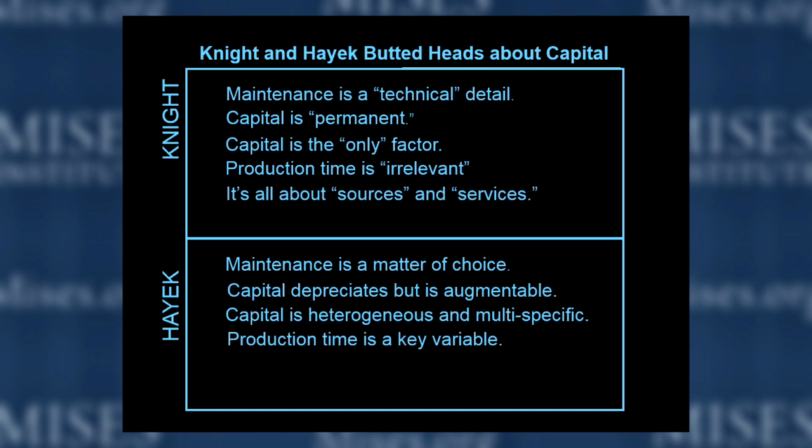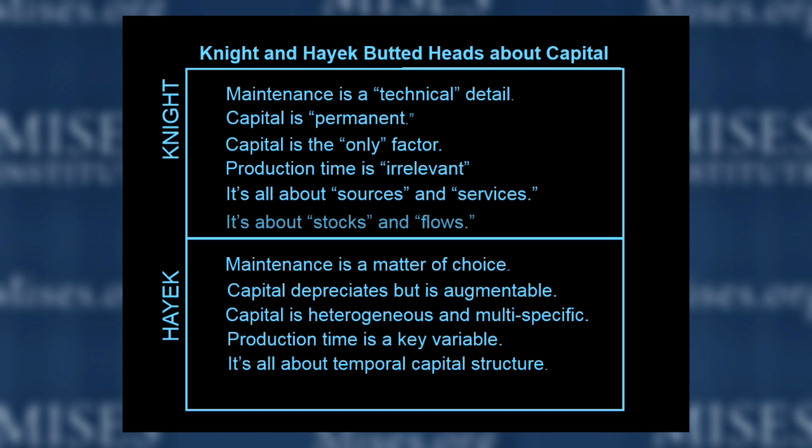Production time is a key variable. It's all about sources and services. It's all about temporal capital structure. In Knight, it's about stocks and flows. In Hayek, it's about dynamic processes.